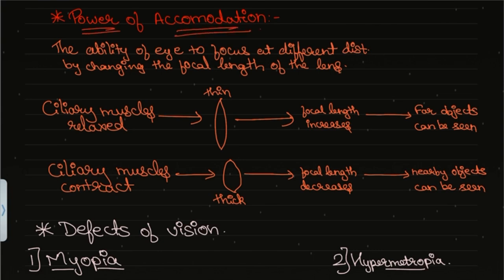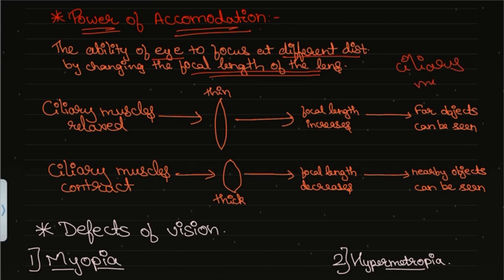Now, as a definition, what we say, the ability of our eye to focus at different distance by changing the focal length of the lens. So, whenever we are seeing a faraway object, the focal length of the lens is changed so that we can clearly see that image, as well as if we want to see something nearby object, again the focal length of our lens is changed so that we can clearly see that object. All this mechanism of changing the focal length of the lens is carried out by ciliary muscles.